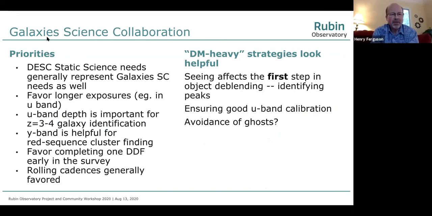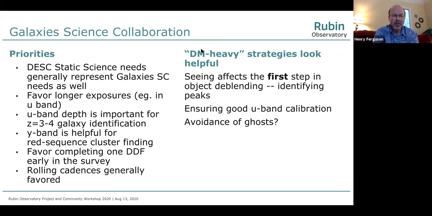Okay, Harry Ferguson from Galaxies. So we have a subgroup focused on survey strategy, although I would say that most of the people who have contributed have done so wearing either project hats or DESC hats. And a lot of our collaboration's needs are represented quite well by the DESC static science needs. So there's not a whole lot that's unique to what the Galaxies collaboration would focus on. But I'll mention a few things that certainly don't have specific metrics in MAF at the moment.